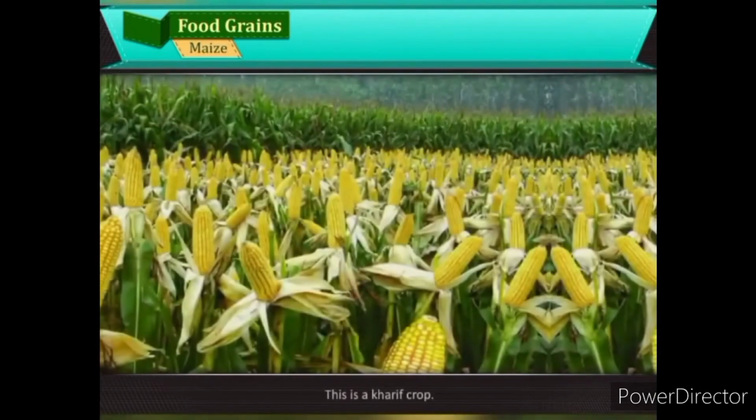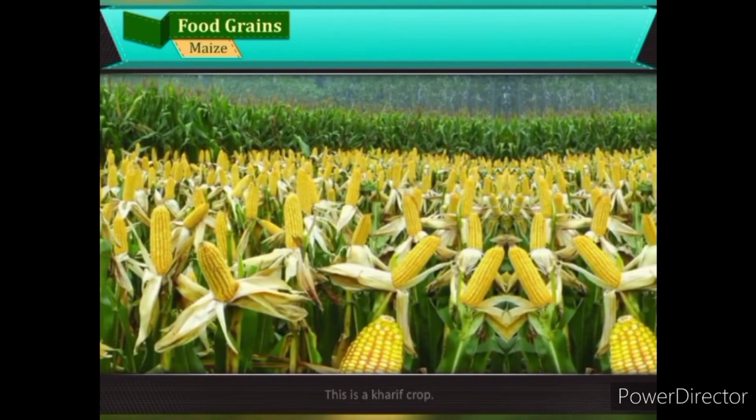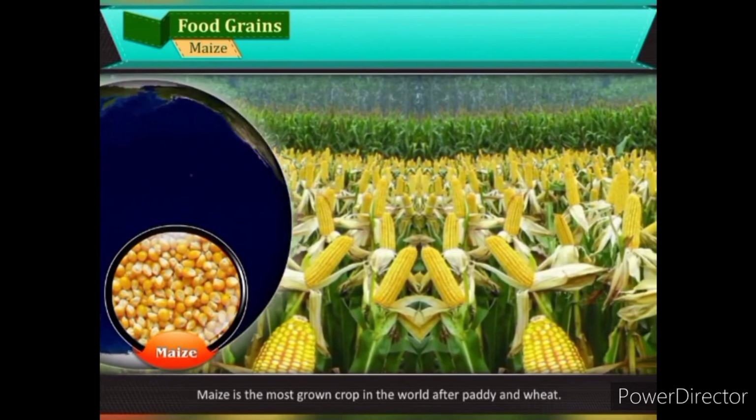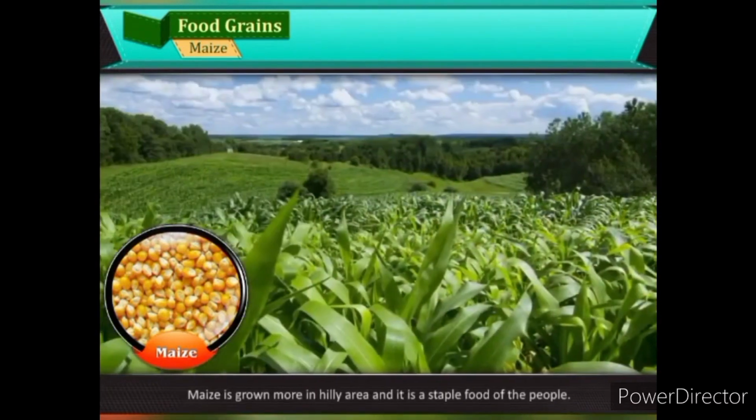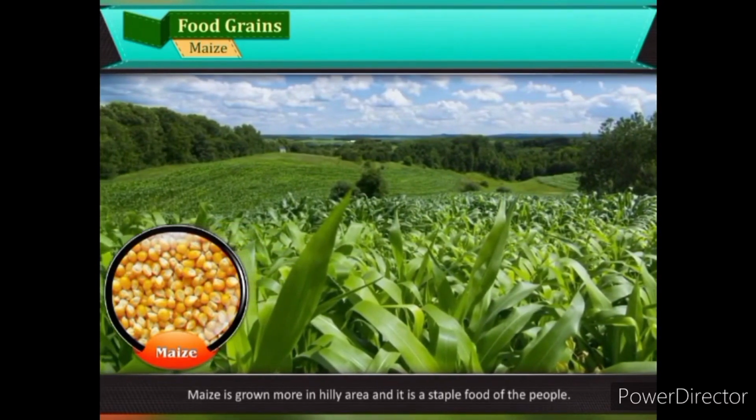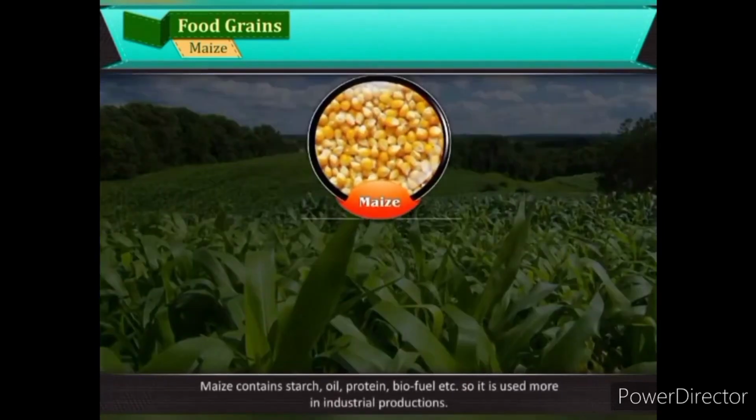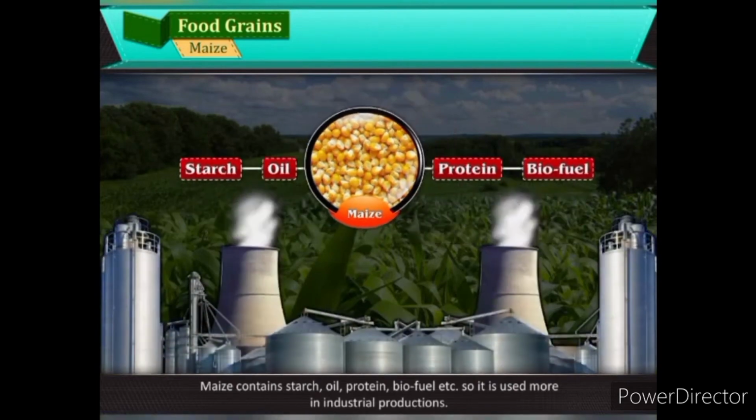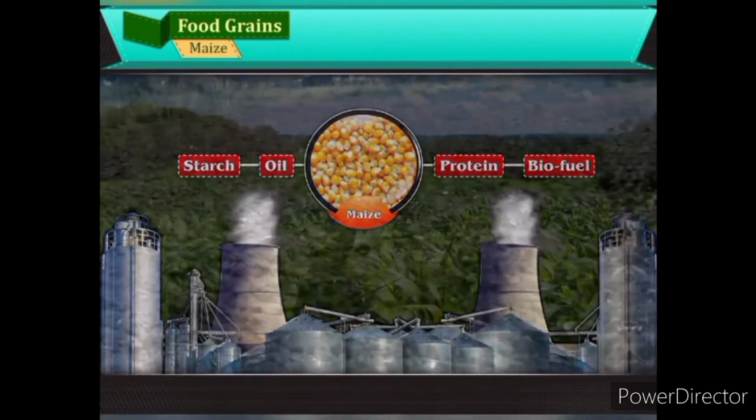Maize. This is a kharif crop. Maize is the most grown crop in the world after paddy and wheat. Maize is grown more in hilly areas and it is a staple food of the people. Maize contains starch, oil, protein, biofuel, etc., so it is used more in industrial productions.